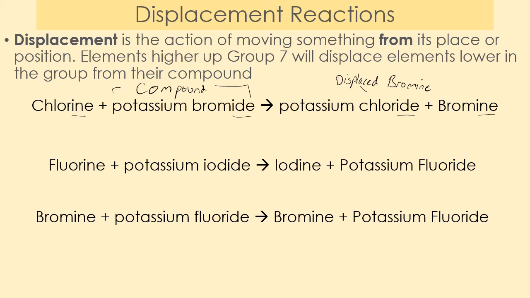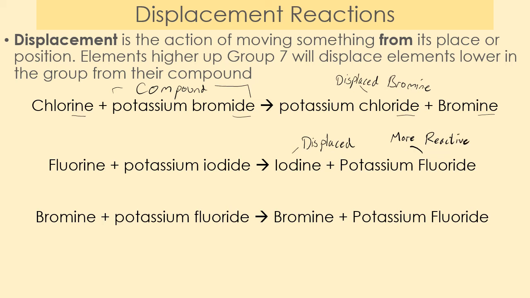So we see that for this first one, fluorine plus potassium iodide, iodide has been displaced by the fluorine, so we get iodine plus potassium fluoride, again changing those "ine"s. This has been displaced. The reason why it's been displaced is the fluorine is more reactive. It is higher up group 7.